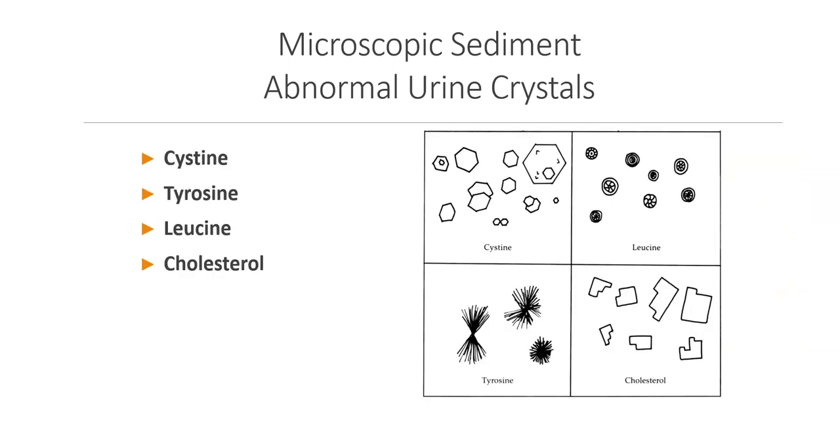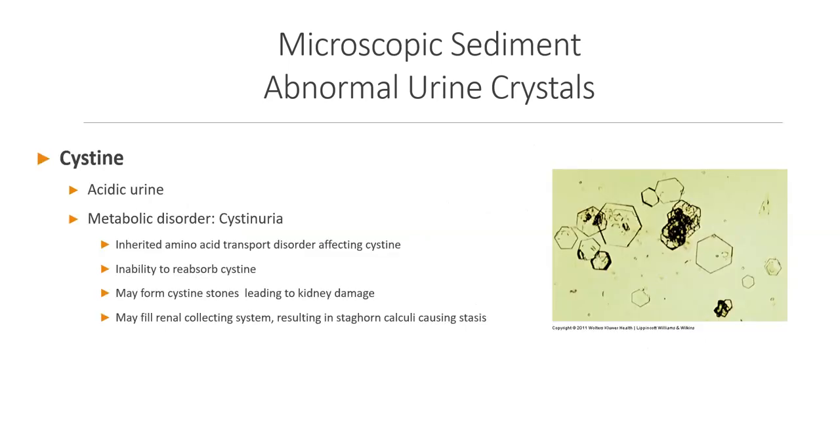These are the 4 abnormal urine crystals we will be discussing: cysteine, tyrosine, leucine, and cholesterol. Cysteine crystals are probably the most important of the abnormal crystals of physiological origin found in the urine. They are seen in patients with the metabolic disorder cystinuria. This is an inherited amino acid transport disorder affecting cysteine, ornithine, lysine, and arginine. They have the inability to reabsorb the cysteine. Because of this, cysteine crystals are seen in the urine.